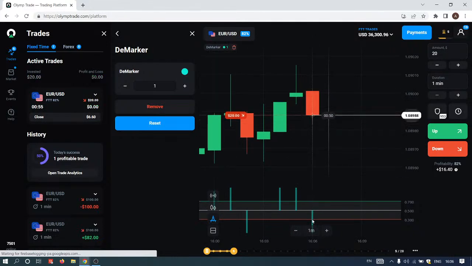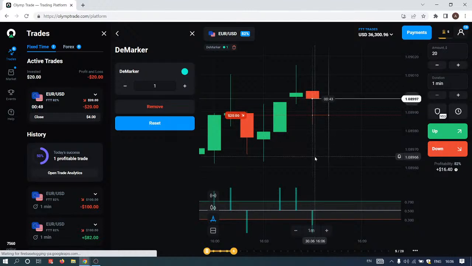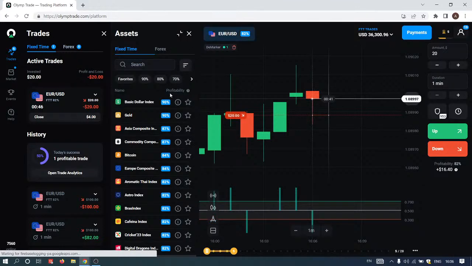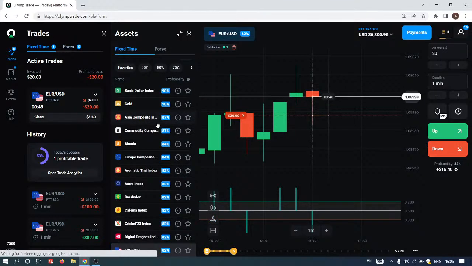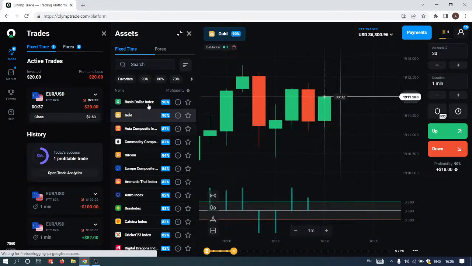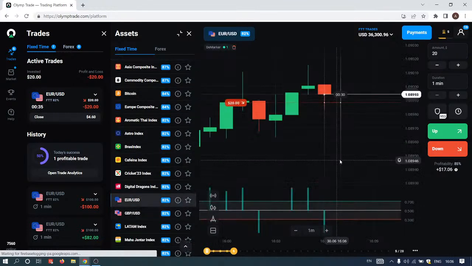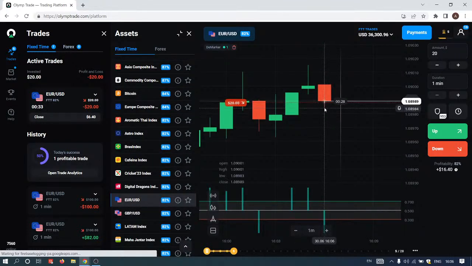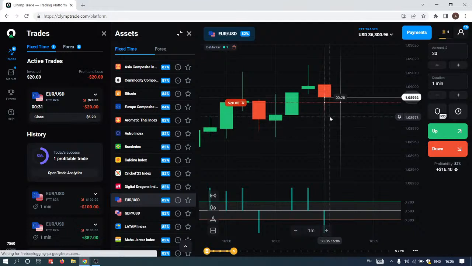So the bar appears, and that's pretty much the moment when you need to open a trade. Once this signal appears, that's when you need to open a trade.